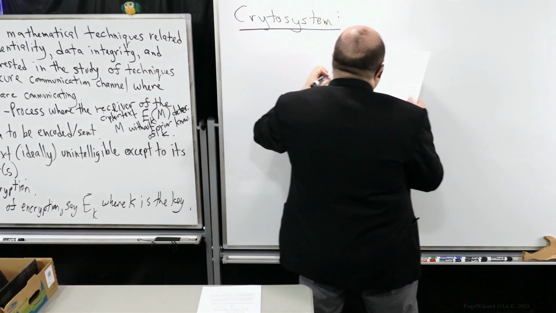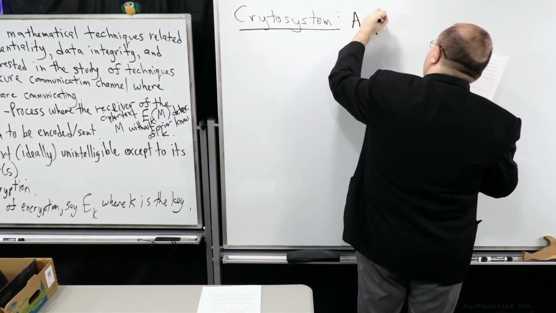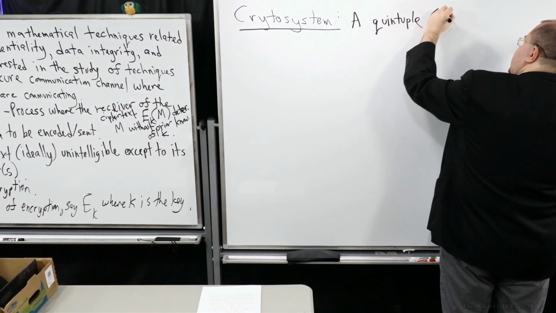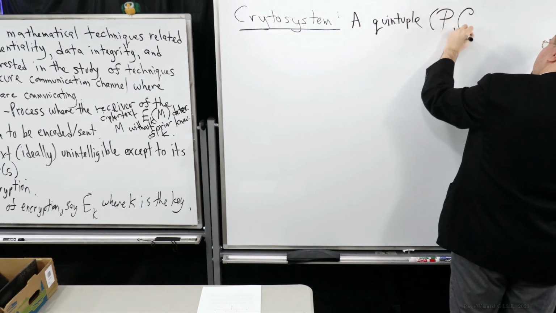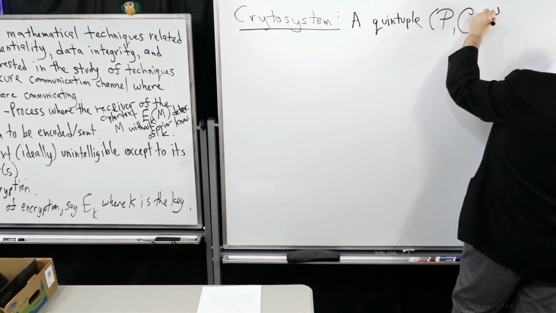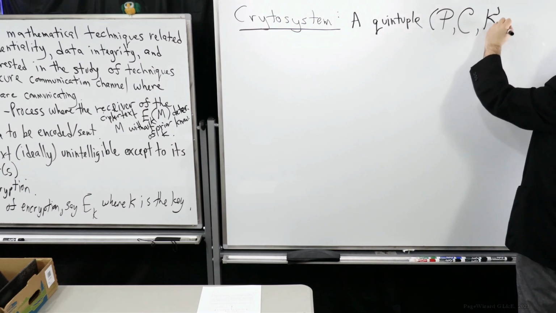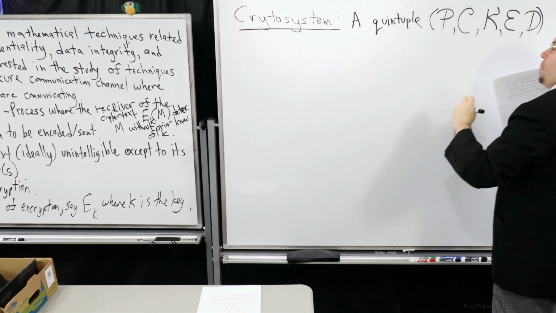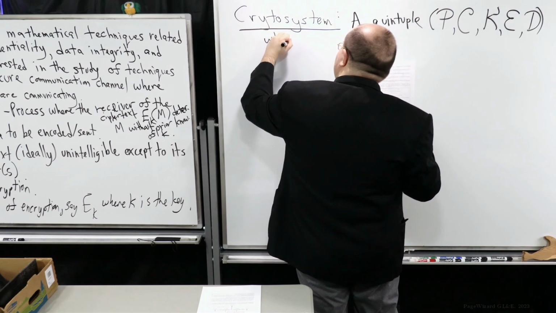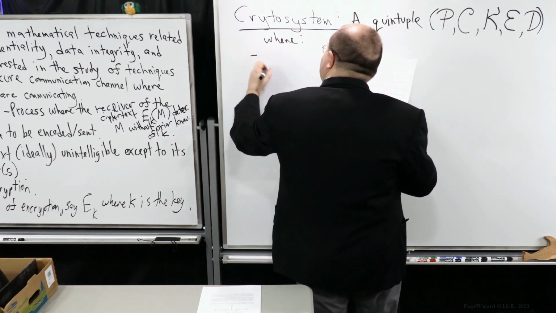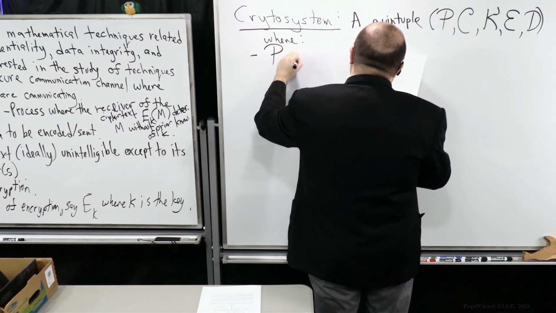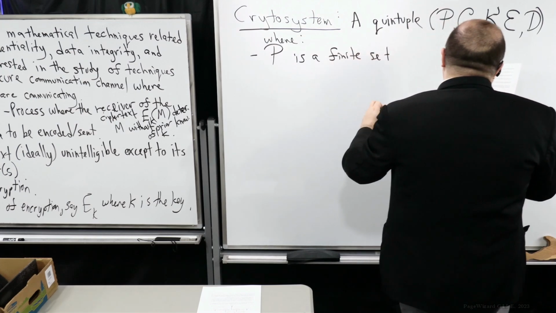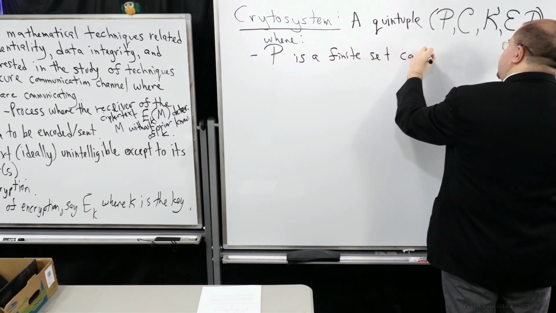A cryptosystem is a quintuple, a 5-tuple. It's going to have fancy P, fancy C, fancy K, a fancy E, and a fancy D. Let's define each one of these aspects. Fancy P is a finite set consisting of possible plaintext.